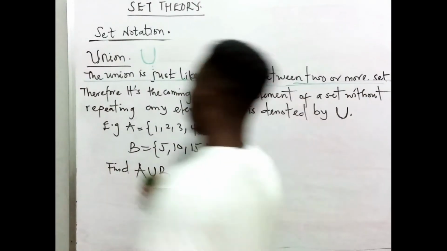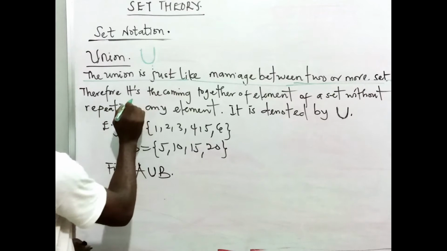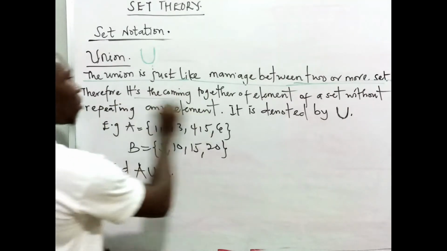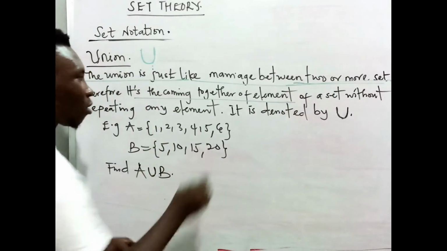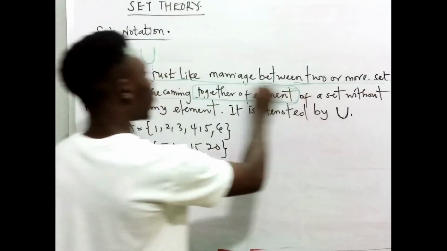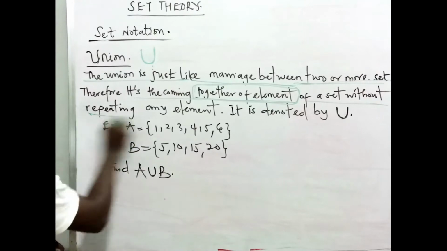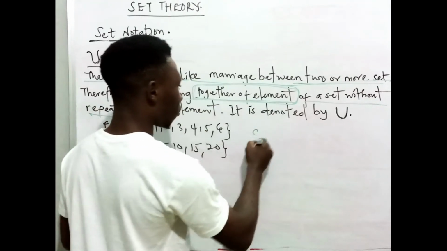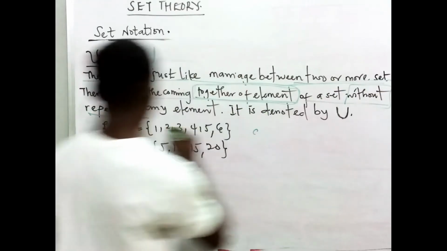Now, explaining further, when I say it's like marriage, here I mean the coming together of elements. What did I say? Coming together of elements. I would like us to note the words: coming together of elements of a set without repeating. Now these are the key words. Coming together of elements without repeating.